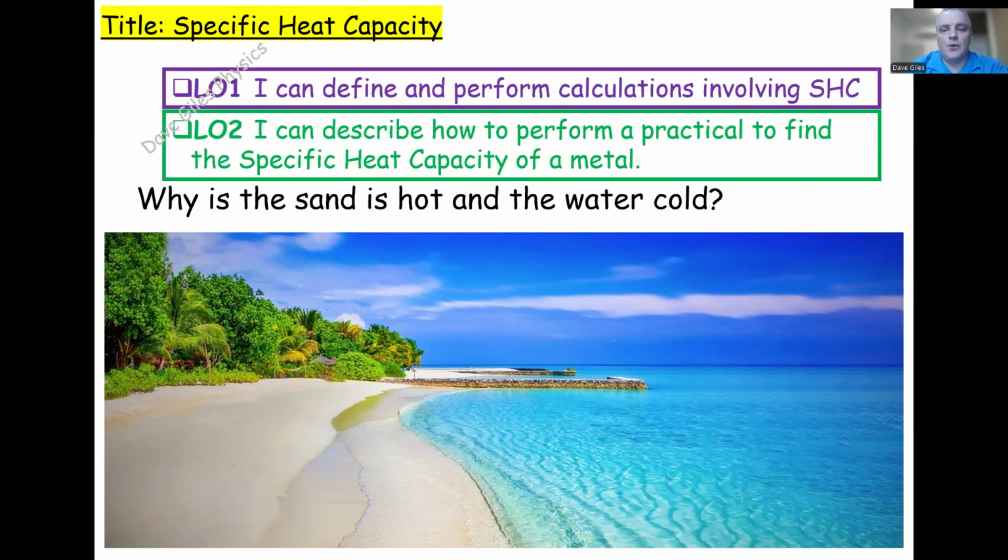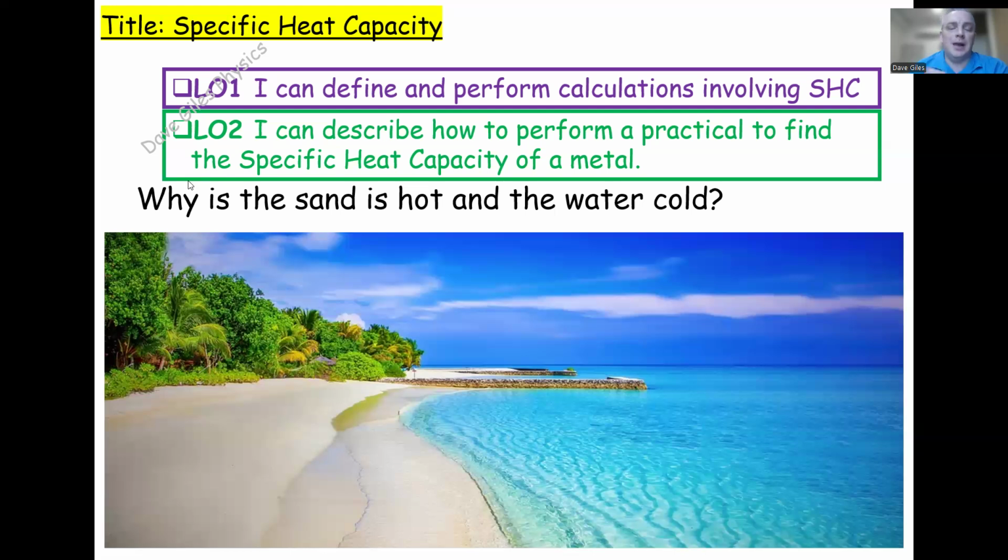So first of all, a little question here. You go to the beach, and you go in the pool, and the water feels nice and cool. On the other hand, the sand feels quite warm. Why is that?